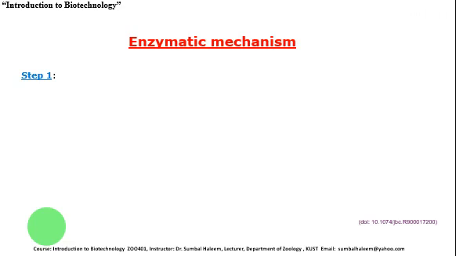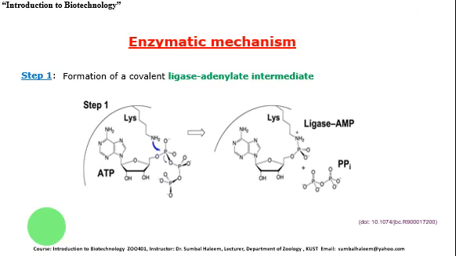In the first step, nucleophilic attack on the alpha phosphorus of ATP or NAD by the ligase results in the release of pyrophosphate, and here the formation of a covalent ligase adenylate intermediate complex occurs, in which AMP is linked via a phosphorus and nitrogen bond to the N-terminal of the lysine.